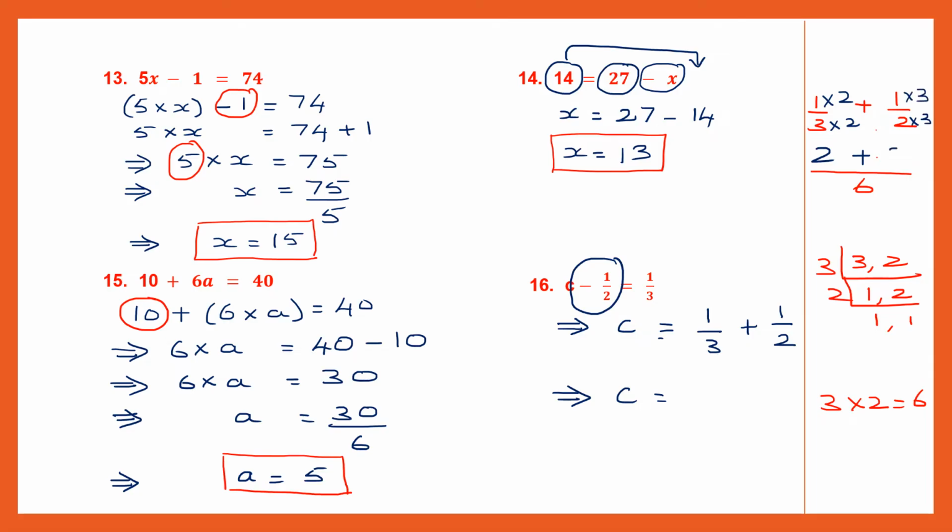So here we have 3. Now 2 plus 3 is 5, 5 by 6. So the value of C is 5 by 6. So this is our answer here. The answer to this question is C is equal to 5 by 6.